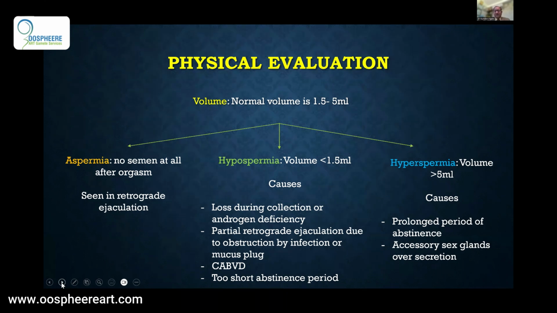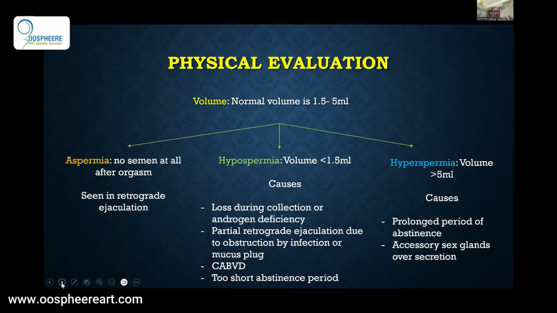Now, physical examination. The second part is volume after the coagulation. Normal volume is considered to be 1.5 to 5 ml. There is something called aspermia. Absolutely no semen at all after the orgasm is called aspermia. Generally, you will see this in retrograde ejaculation, where you don't see any semen at all. But when you see a small volume like 0.2 ml, 0.3 ml, 0.5 or even 1 ml, it is called hypospermia.